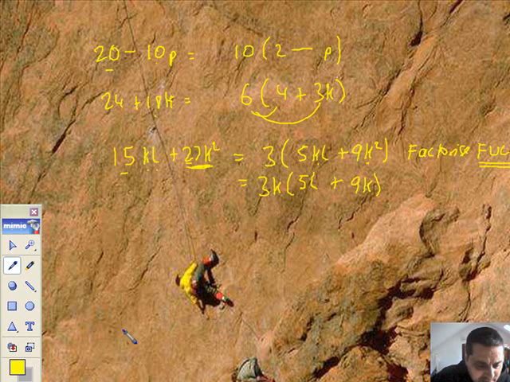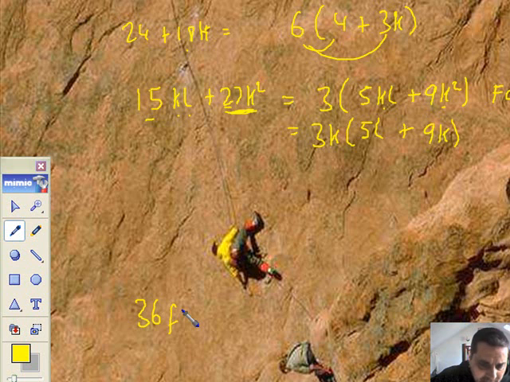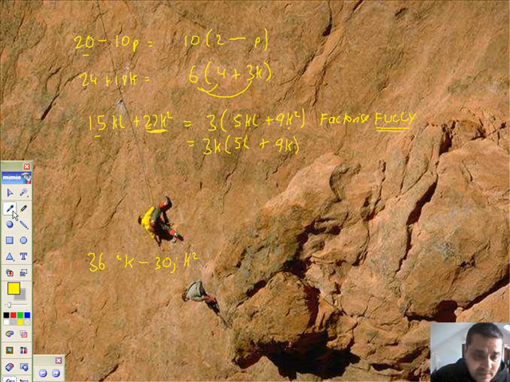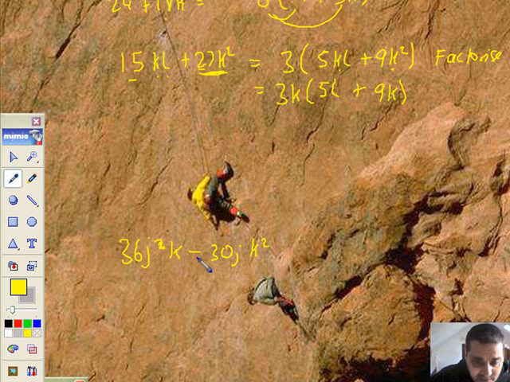It looks scary. Do it down here. I've got 36 f squared, I think, times k. Take away 30j k squared. What can I take from that? I've got j's and j's. That's not an f, that's a j. Yeah, my sight is definitely going, but never mind. We'll do the maths. So I've got 36j squared times k minus 30j times k squared.